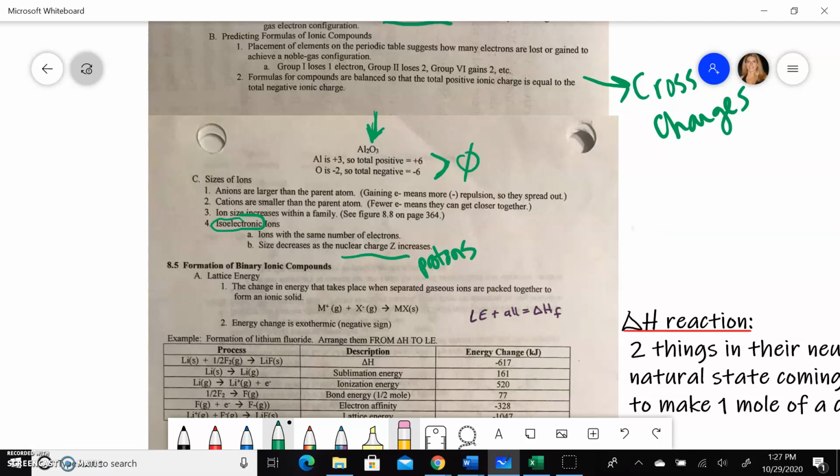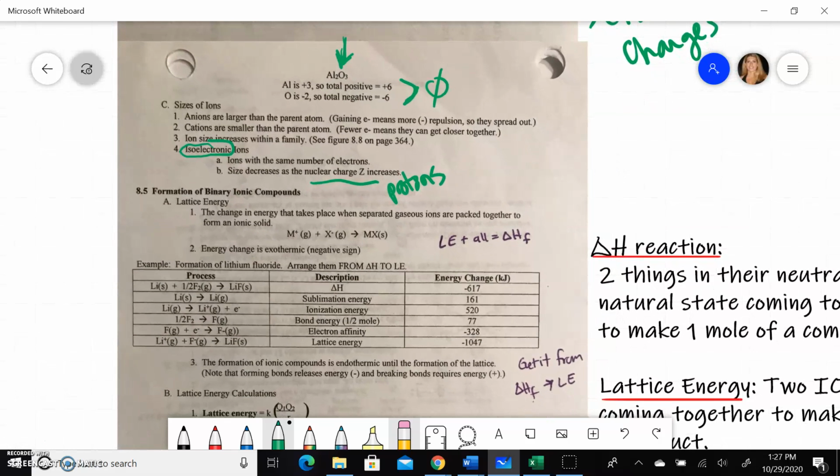And we have one more section for today, but it's going to take me a few minutes to explain it, so I'll do section 8.5 in another video.